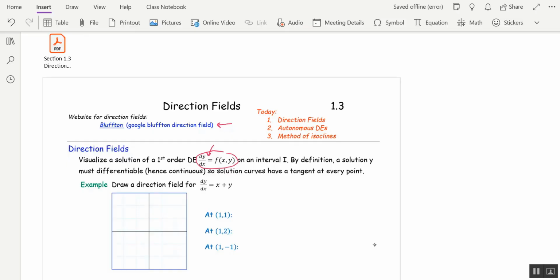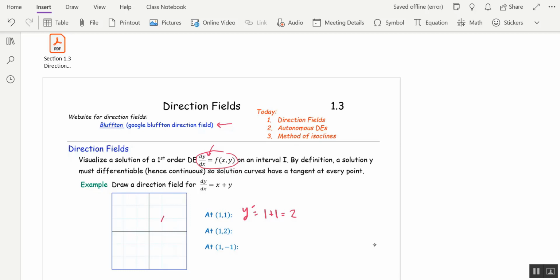Here's how you would make a direction field by hand, which you're not going to want to do. dy/dx is x plus y. So at any point in the plane, (x, y), the slope of a solution passing through that point will be x plus y. Just pick some points at random in the plane. I picked 3 points here. At (1, 1), my slope, y prime, is x plus y, so that's 1 plus 1, which is 2. So I go to the point (1, 1) in the plane, and I draw a little lineal element, a little line of slope 2.